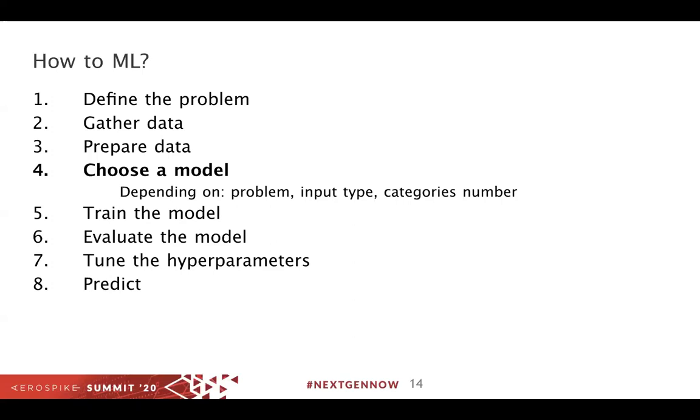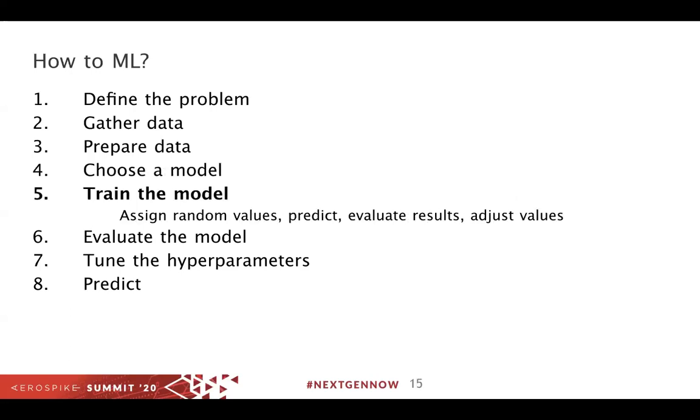Then you choose your model. This depends on many parameters. For example, what is the problem as we have defined it, but it's also what is the input type and what is the categories number. Categories is basically the number of potential outputs. So if you're doing text recognition for Latin languages, anywhere between 20 and 30 is your categories number. If you're doing digit recognition, you have 10 categories. If you're doing face recognition, you have thousands or millions of categories. And if you're doing hot dog, not hot dog, you have 2.